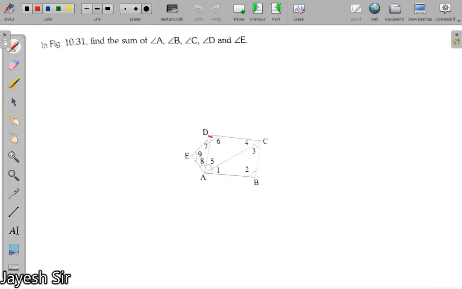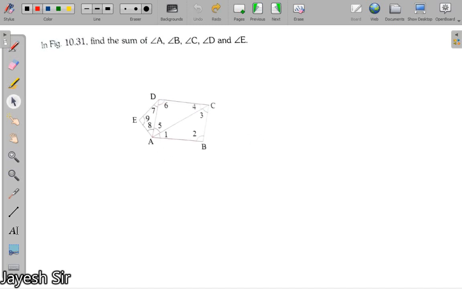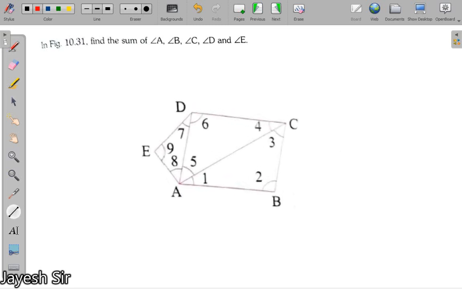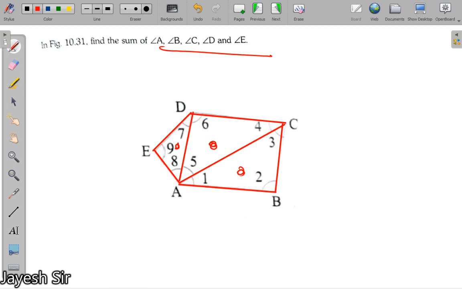Question number 9 is: let me draw the figure so that you can clearly understand it. I will enlarge it and darken it. Okay, so this is the figure. What you have here is three triangles. So apply angle sum property on all these three triangles and add all those three equations, and you will get your answer.